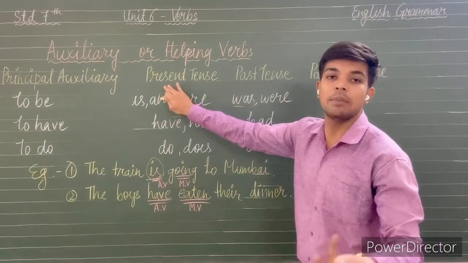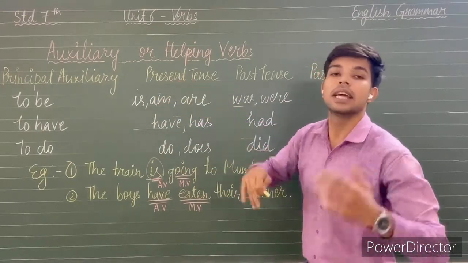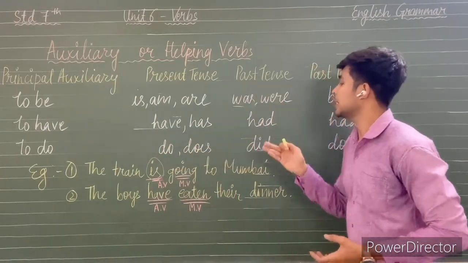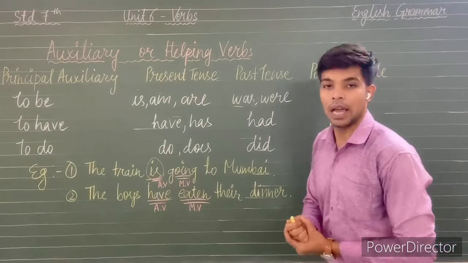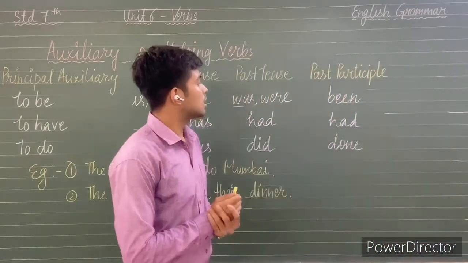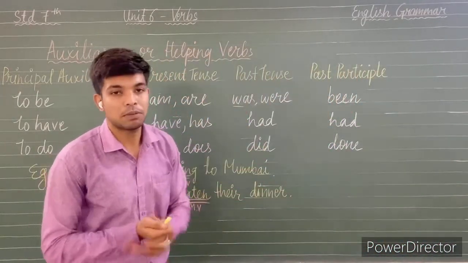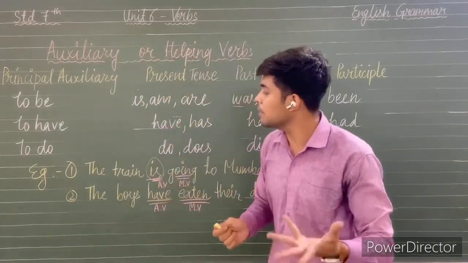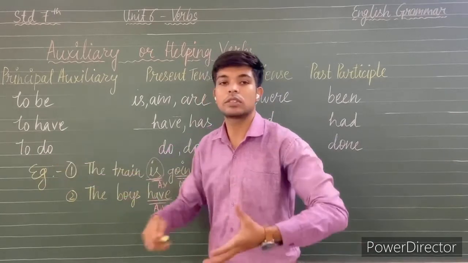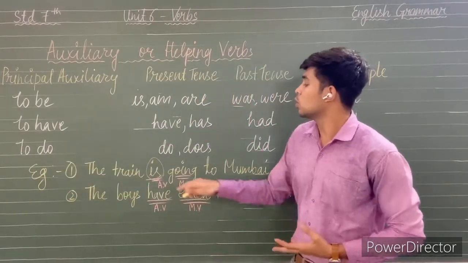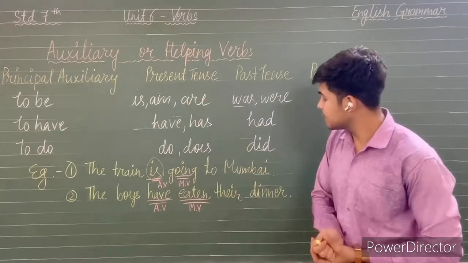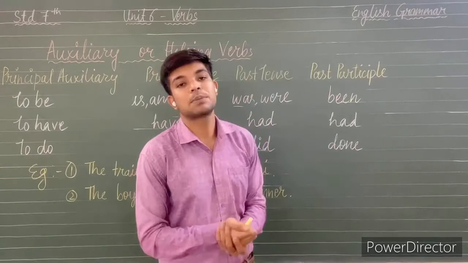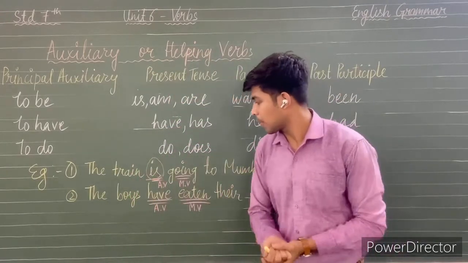If it is converted into the present tense, it will become have or has. If it is converted into the past, it will become had. And simply, if it is converted into the past participle form of the verb... Similarly, to do is also converted into do or does in the present tense, did in the past tense, and done in the past participle form.